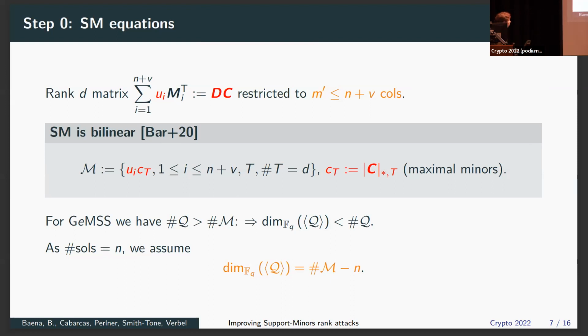And it turns out that in the case of GeMSS, we have more equations than this number of monomials. I said already that it was not possible to linearize, but still, this means that all equations cannot be linearly independent. And actually, as the number of solutions was equal to n, we assume that the rank defect in our system is also equal to n, and basically we have this equality for the dimension.